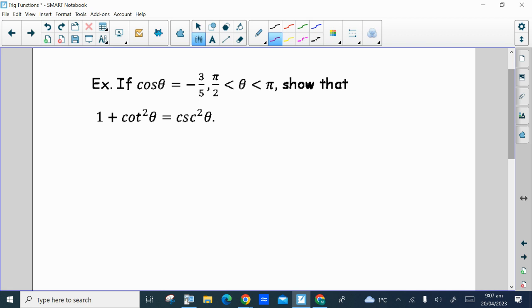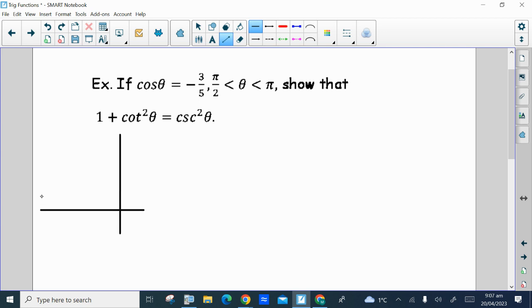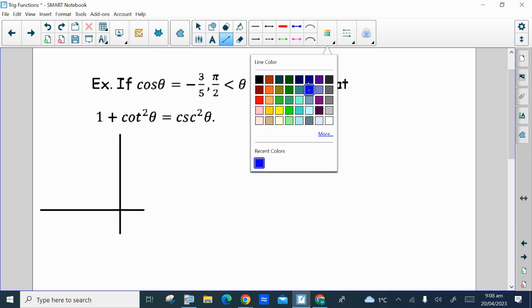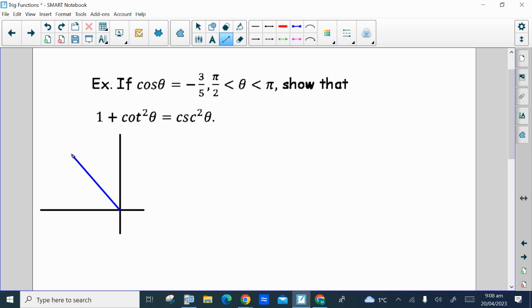So if cosine of theta is negative 3/5, and in this case we're in the second quadrant, we need to show that that Pythagorean identity that we had previously actually works. Okay. So we start by again setting up our x-y axes. In this case, we're between pi on 2 and pi, so that's in that second quadrant. So we can draw a terminal arm there.